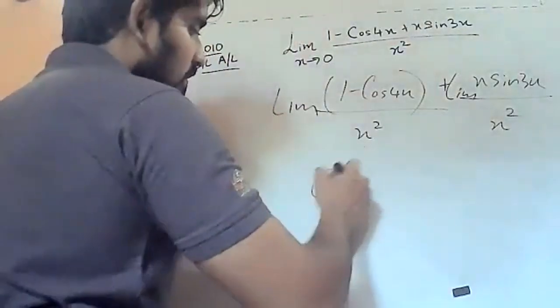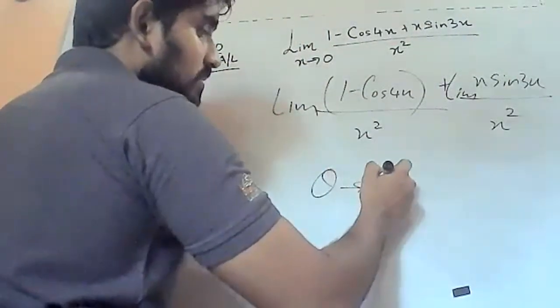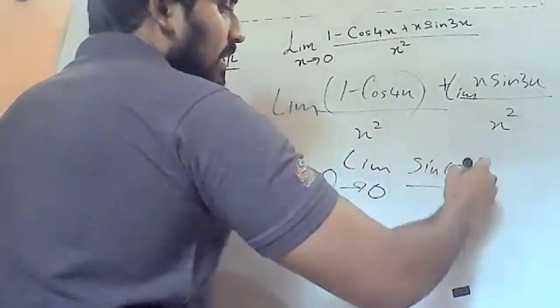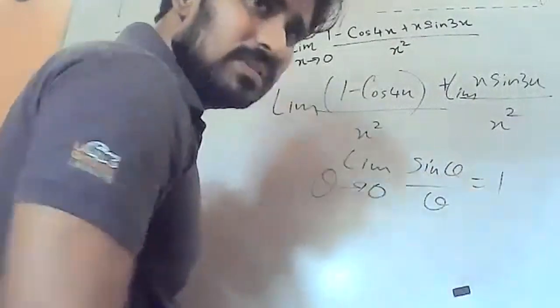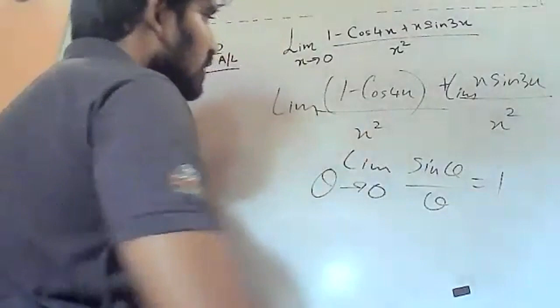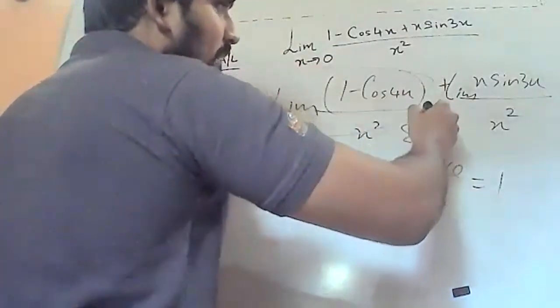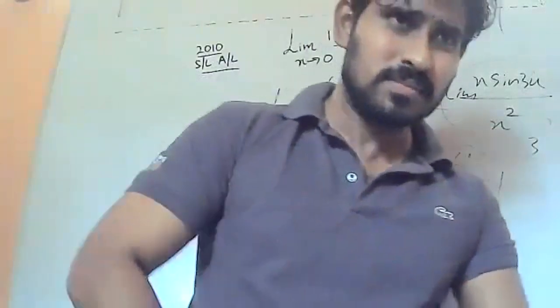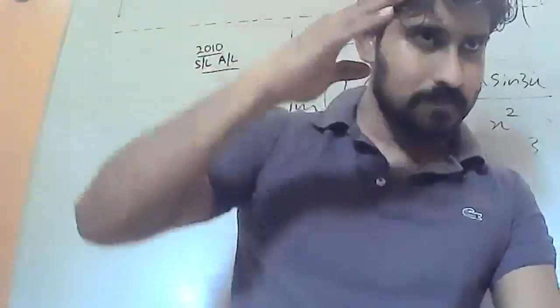What is that? Theta tends to 0, limit of sine theta divided by theta equals 1. This is the only formula that we used, right? When you solve this, you get 8. When you solve this, you get 3. 8 plus 3, 11. That is how you get the answer. Simple problem, guys. Okay. Good luck.